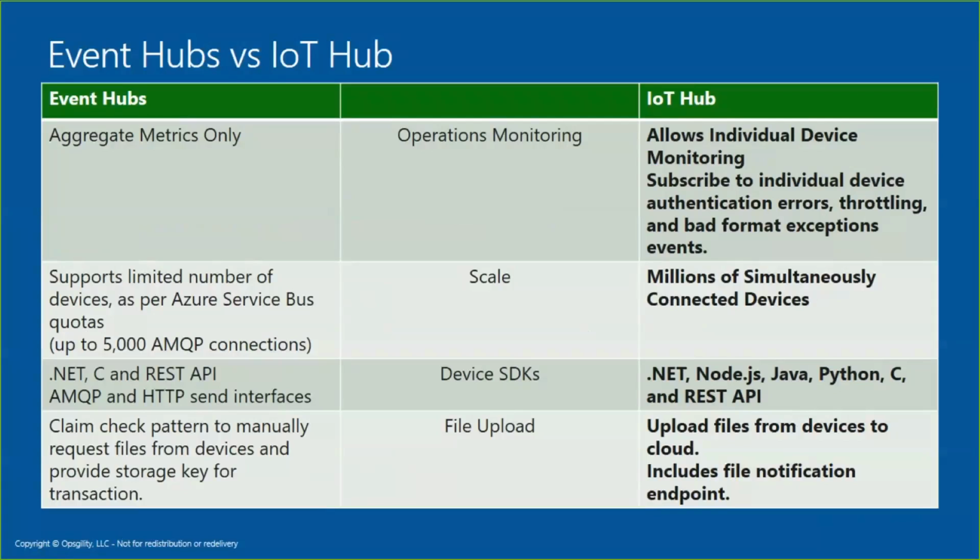Then there is file upload. IoT Hub supports uploading any file from device to cloud using a file notification endpoint. It's a REST endpoint like blob storage. Whereas in Event Hub, you need to give the access key for the storage, and that's where you're going to ingest the data. Is that okay? Any questions until this?